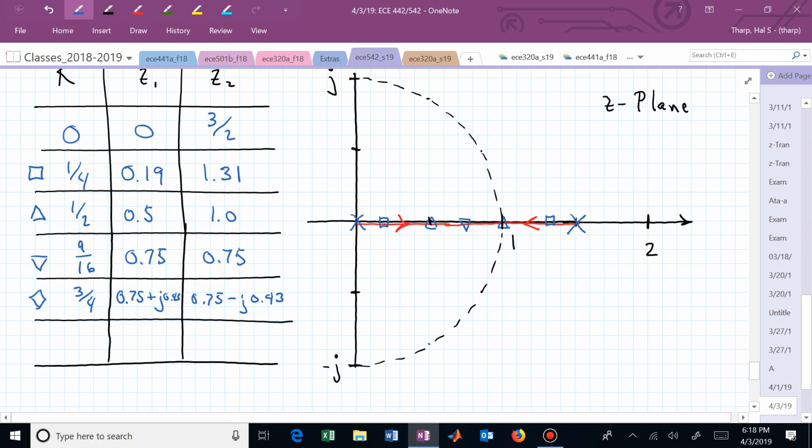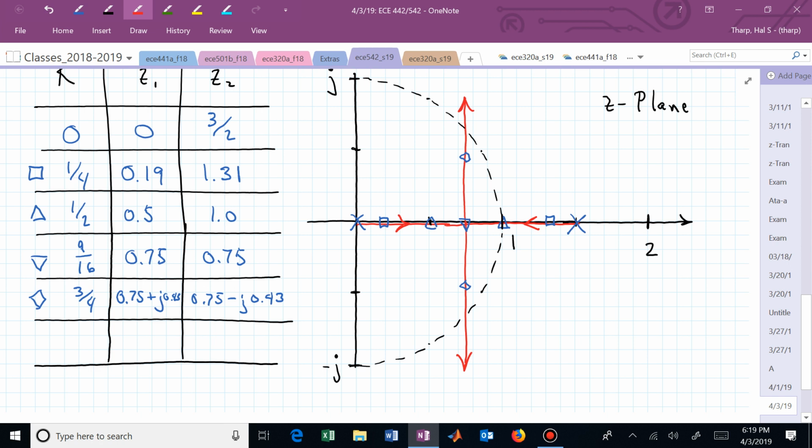Did I draw this right? Oh, that's supposed to be a diamond. So that's what our root locus is suggesting it's going to be.